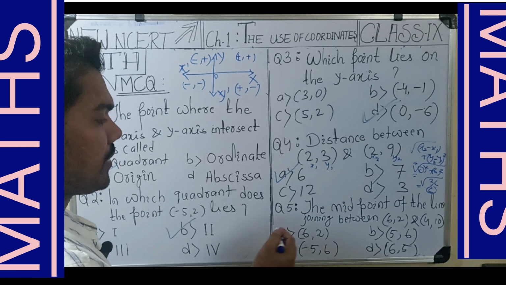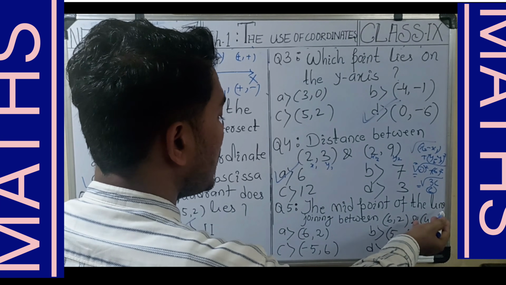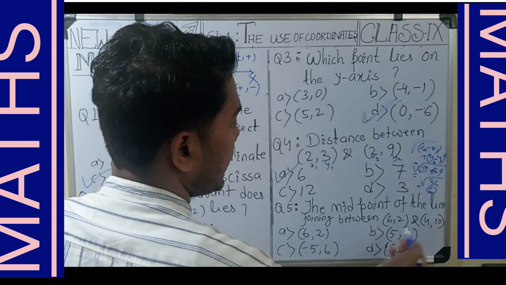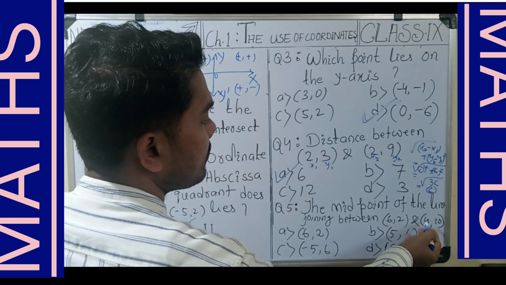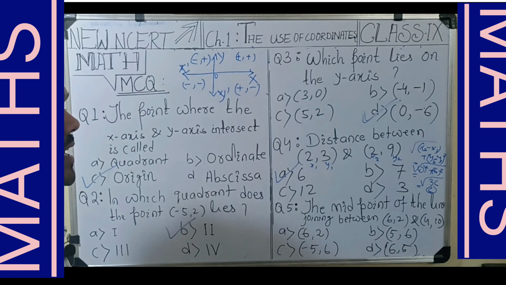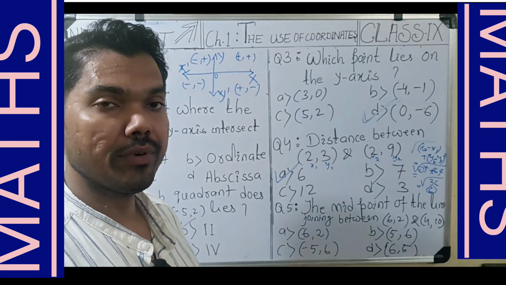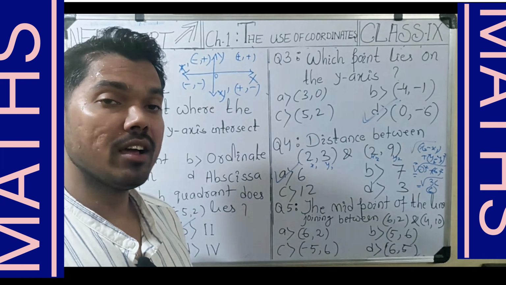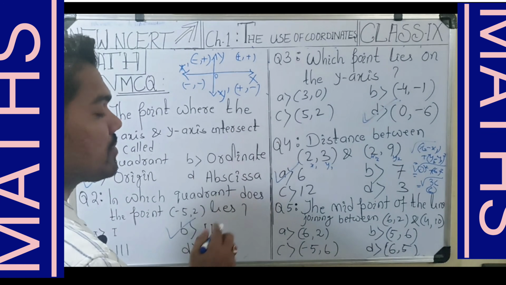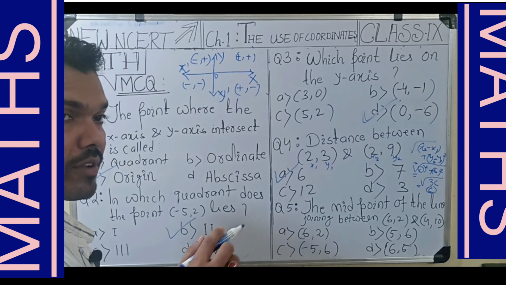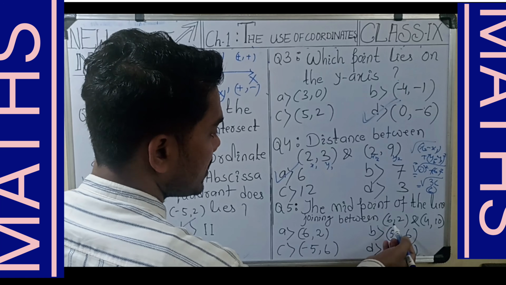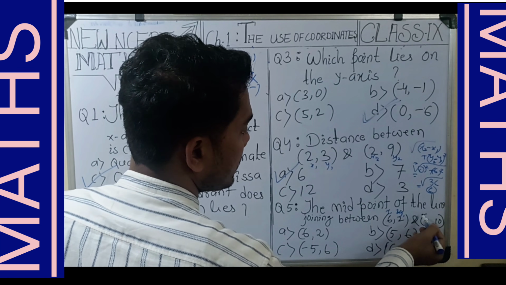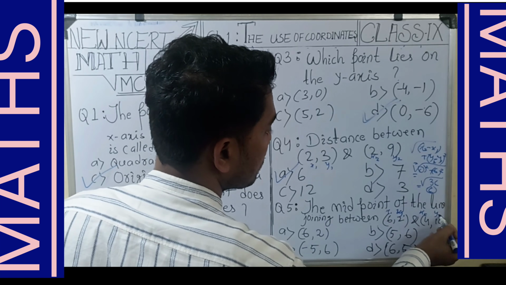Then question number 5: the midpoint of the line joining (6, 2) and (4, 10). So (6, 2) and (4, 10) are the two coordinate points. You have to find out the midpoint. How to find the midpoint between 2 points? You know the midpoint formula: (x1 plus x2) by 2, (y1 plus y2) by 2. So here students, this is x1, this is y1, and this is x2, this is y2.